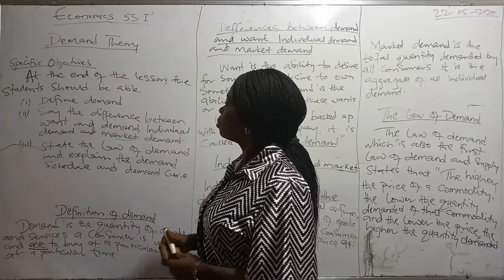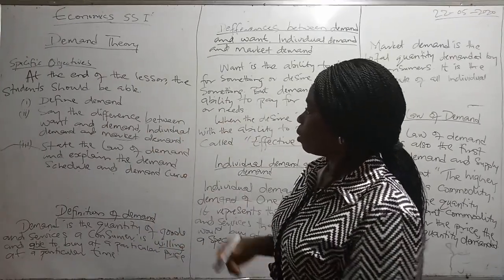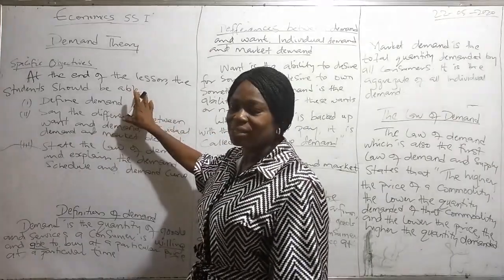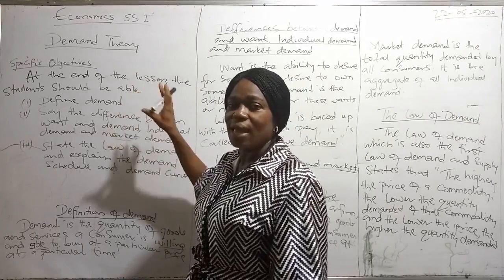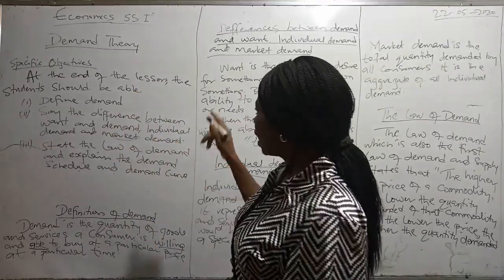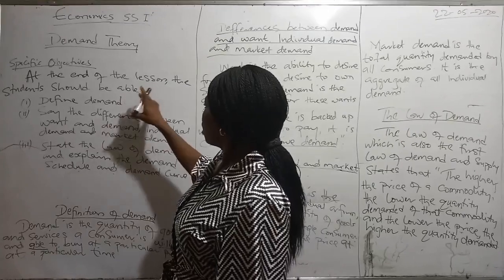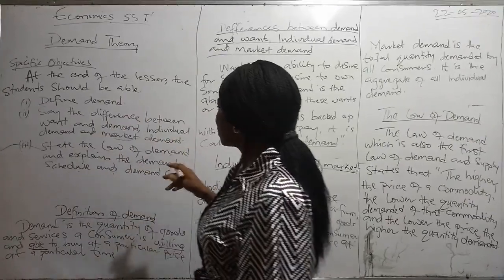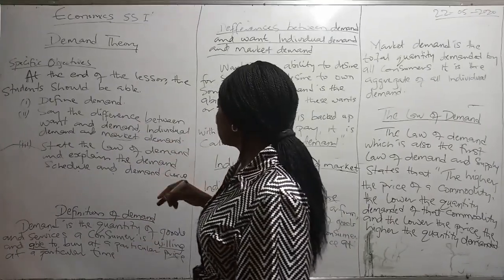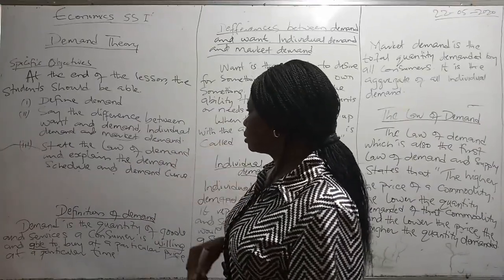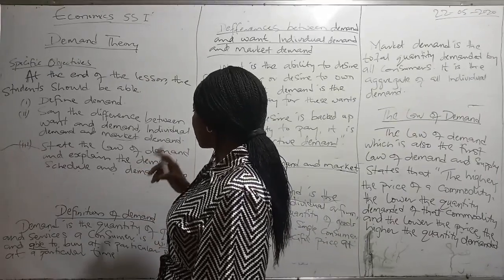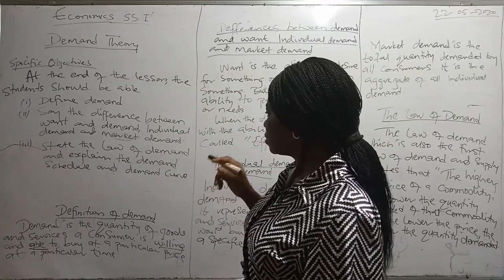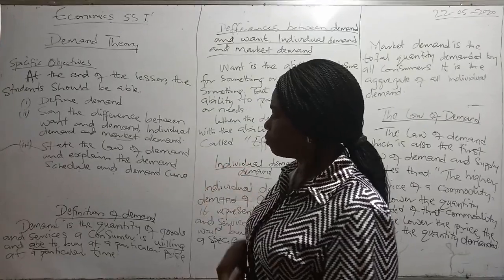But before we go into the topic proper, we want to look at the objectives, and these are things that you are expected to know as students at the end of this lesson. At the end of this lesson, you're expected to be able to define demand, say the difference between want and demand, individual demand and market demand. Number 3, you are expected to state the law of demand and explain the demand schedule and demand curve.